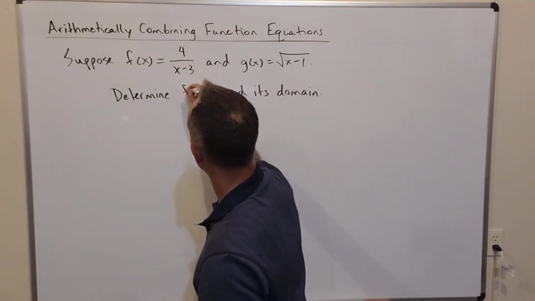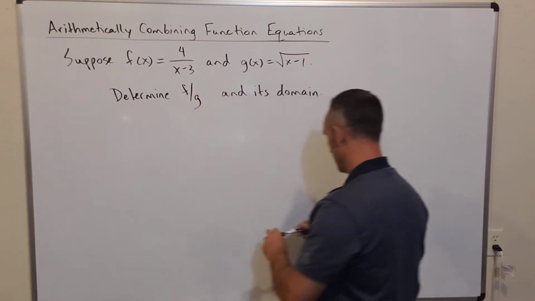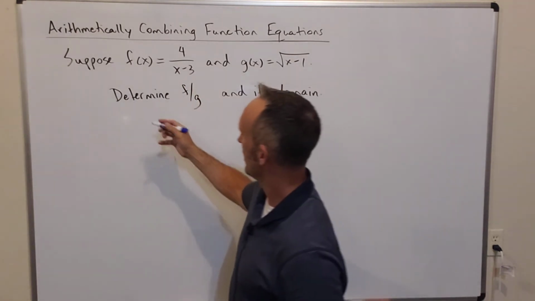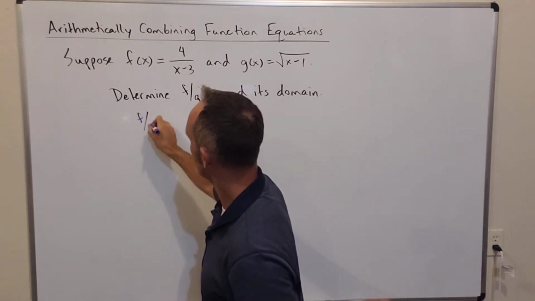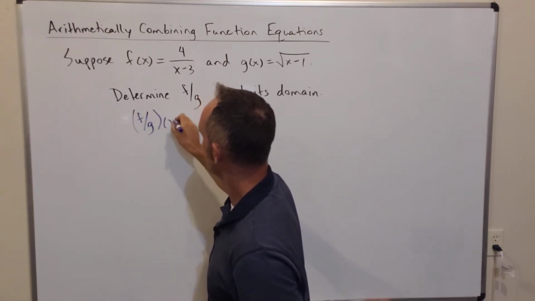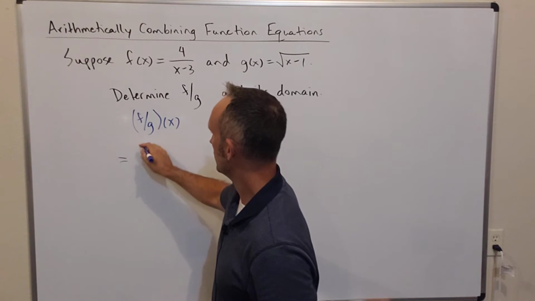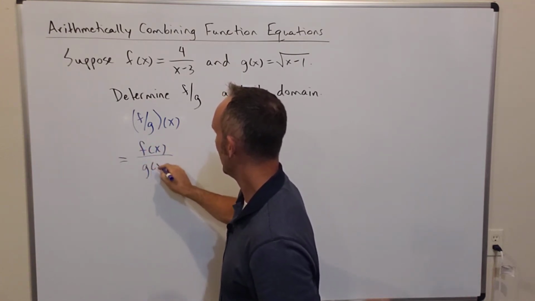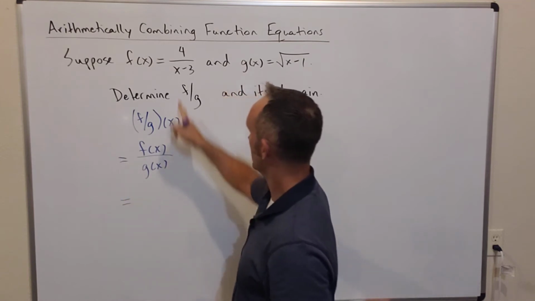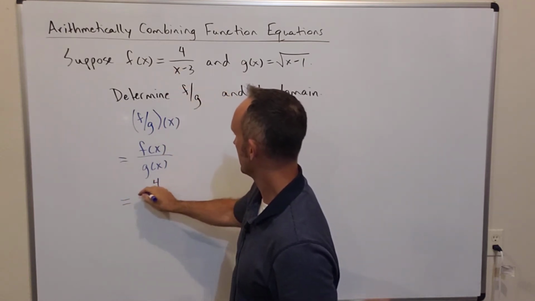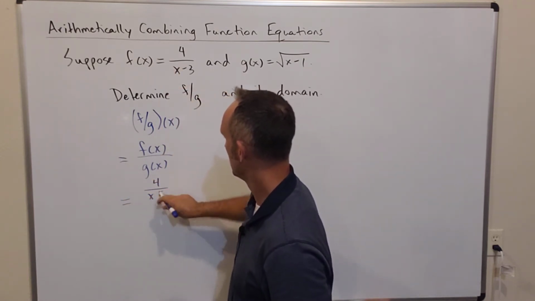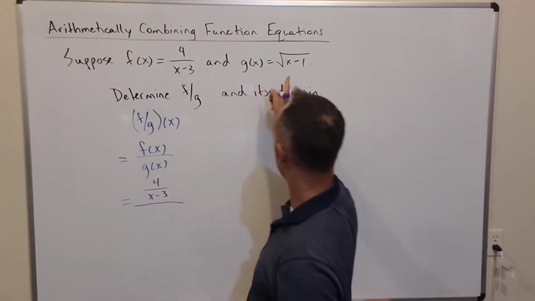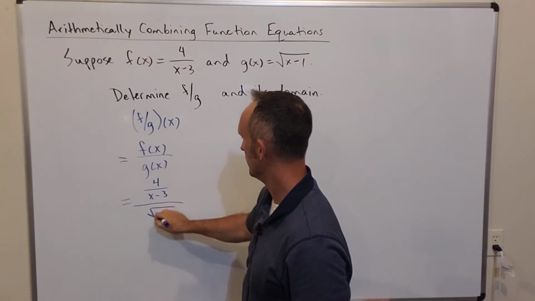Determine f over g and its domain. So same idea, we need the equation for f over g of x. So we start: f over g of x is equal to f of x divided by g of x, which is the fraction, f of x is the fraction, divided by g of x, which is the square root.